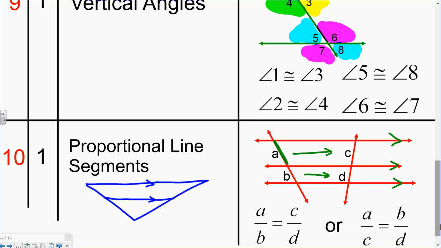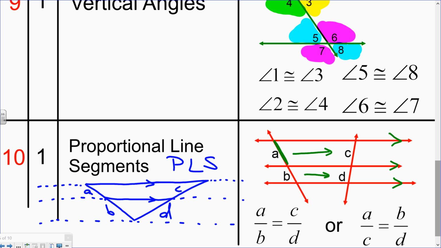We simply want to imagine, well, what if this side of the triangle went farther? What if this parallel line went farther? And then we could draw a third parallel line that just goes through that vertex. So then I could still say A over B equals C over D. So you will have proportional line segments showing up like that in some of your triangle problems.